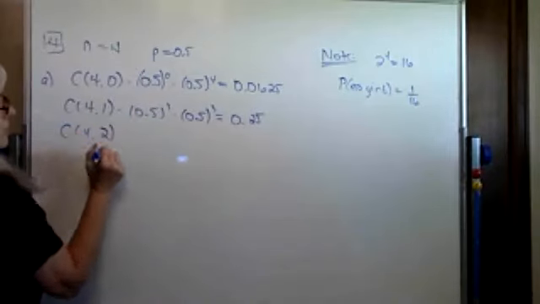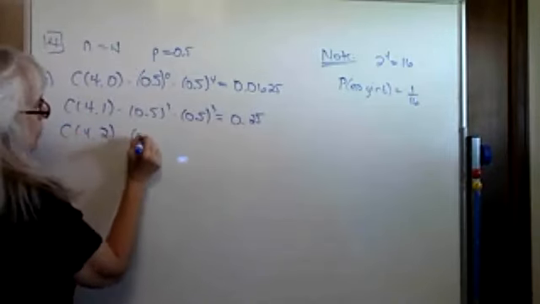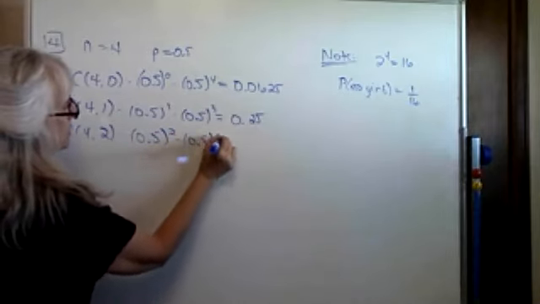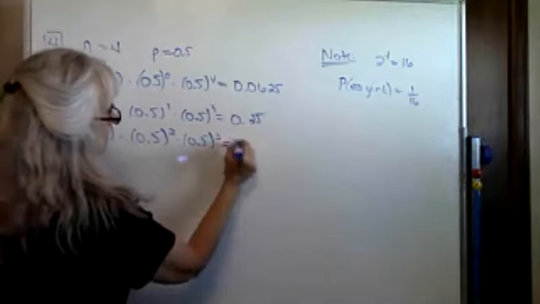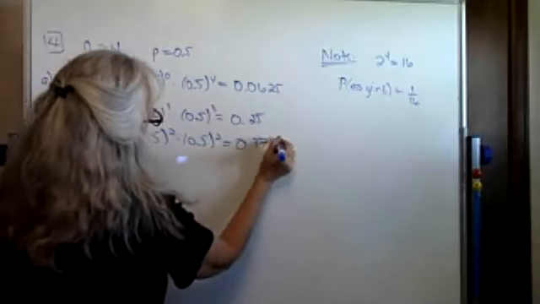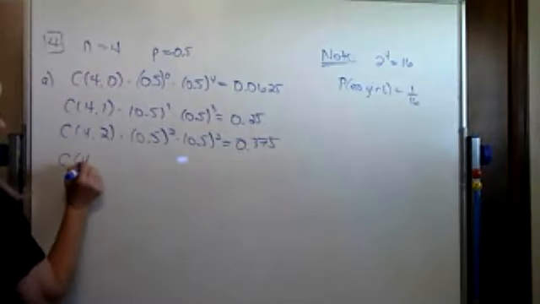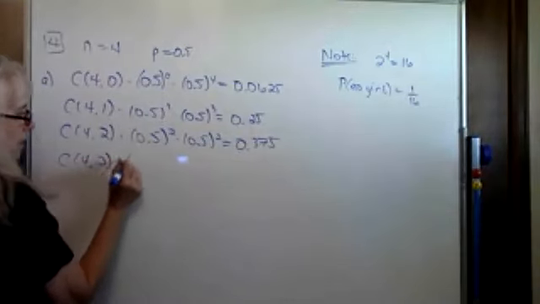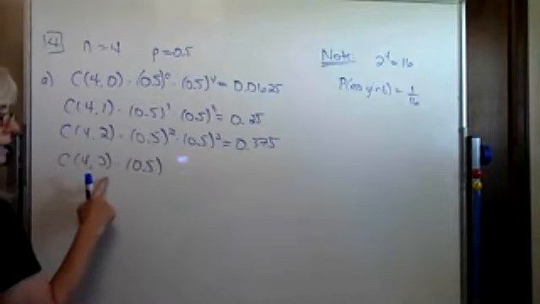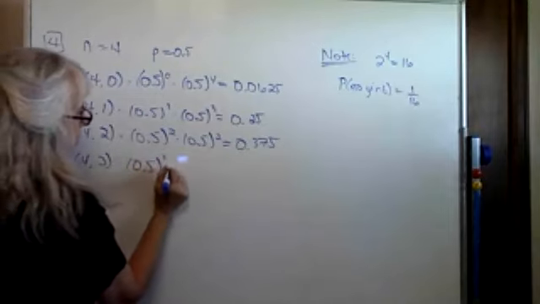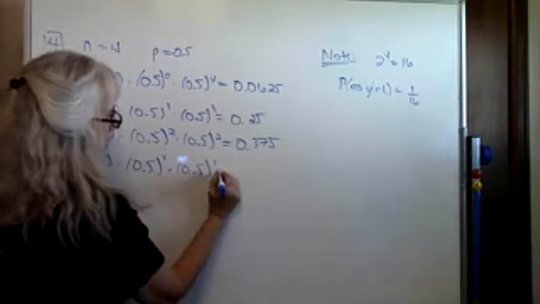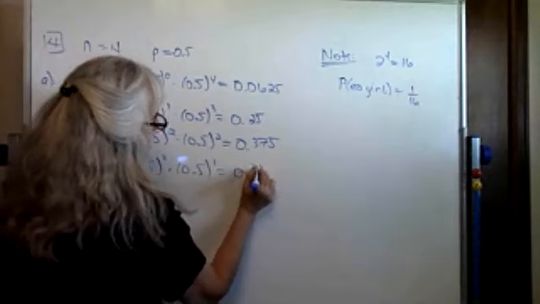If you want to have 2 girls, it's 0.5 to the 2nd power times 0.5 to the 2nd power. That one comes out to be 0.375. And if we want to have 3 girls in that 4-child family, it's a combination of 4 choose 3 times 0.5 to the 3rd power times 0.5 to the first power. And that comes out to be 0.25 also.